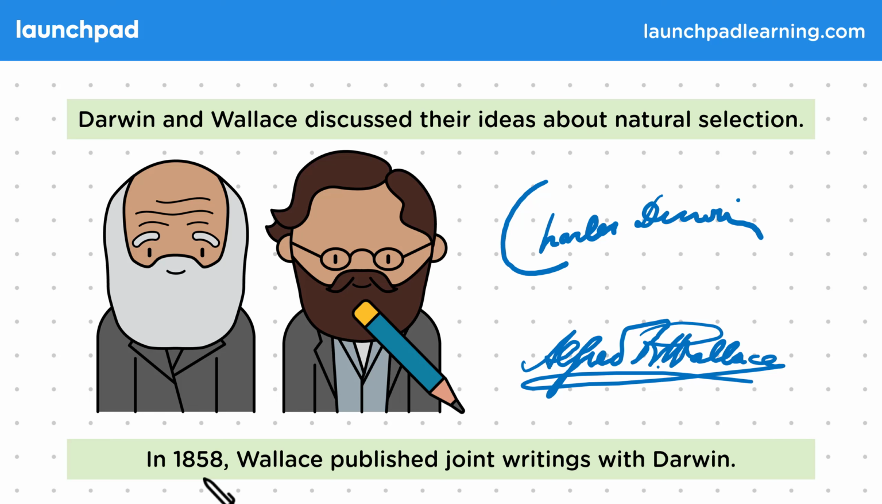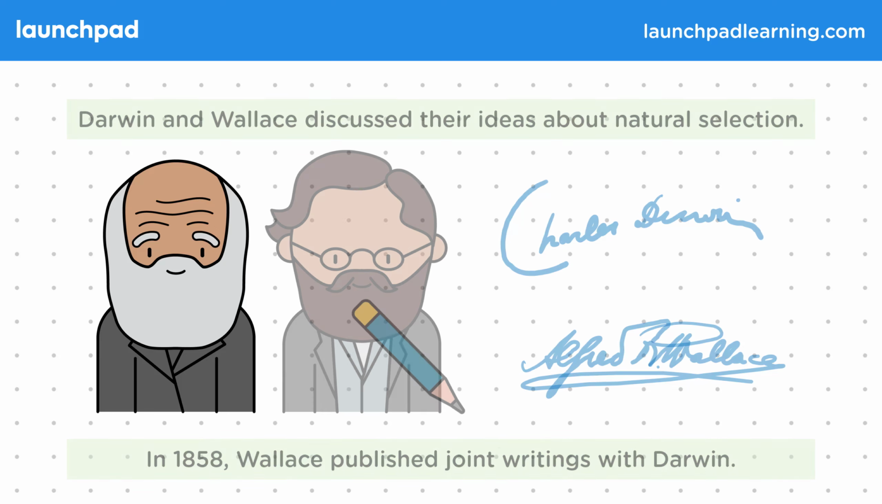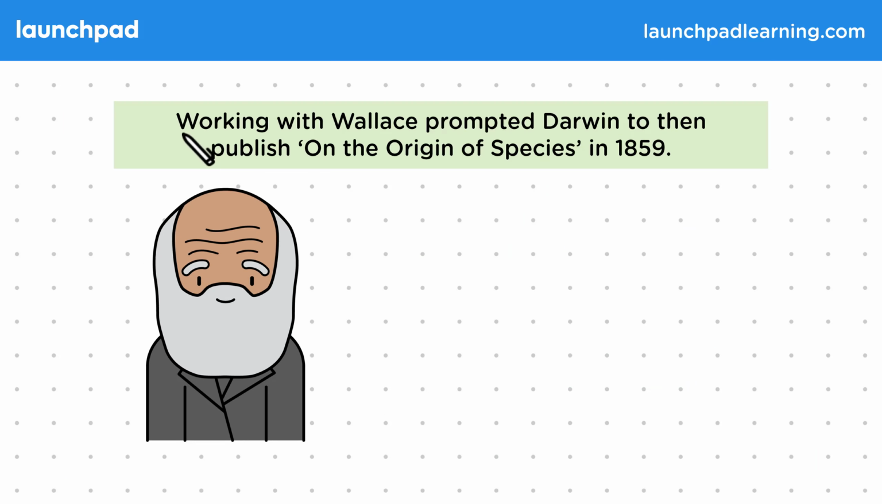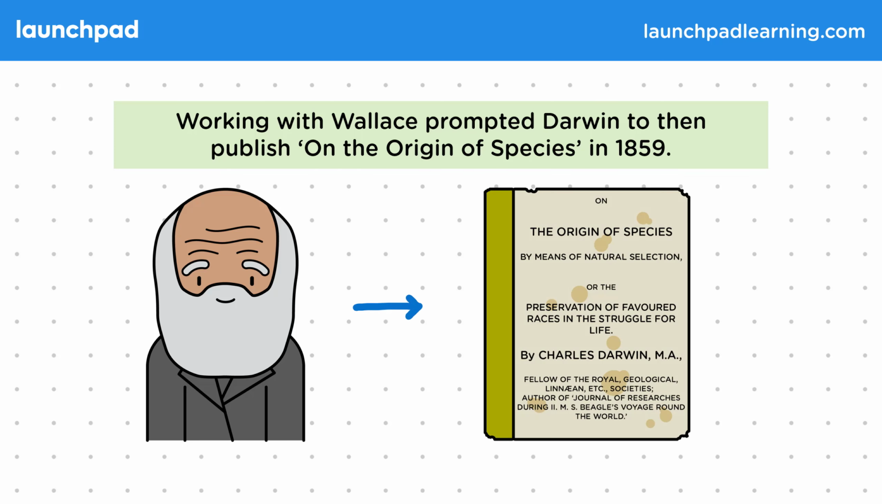What was the title of the book published by Darwin? Working with Wallace prompted Darwin to then publish On the Origin of Species in 1859. It's Darwin that is often thought of as the father of evolution due to this book. So how does this link with the idea of natural selection?